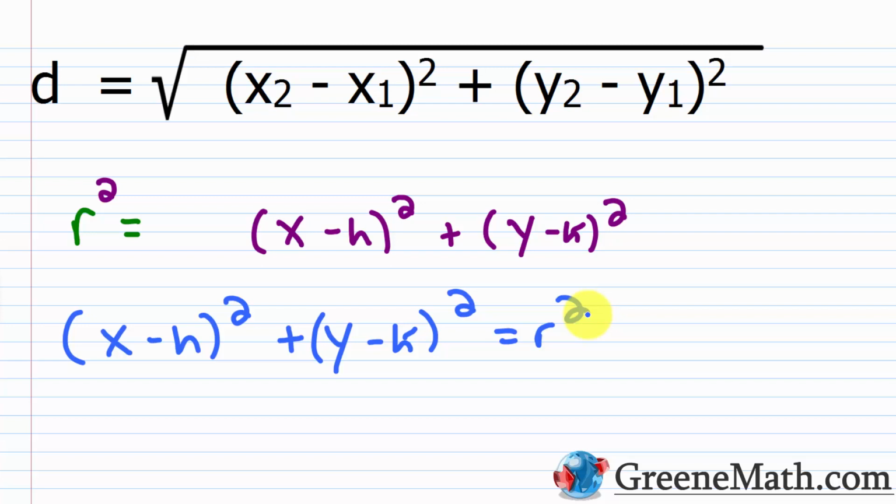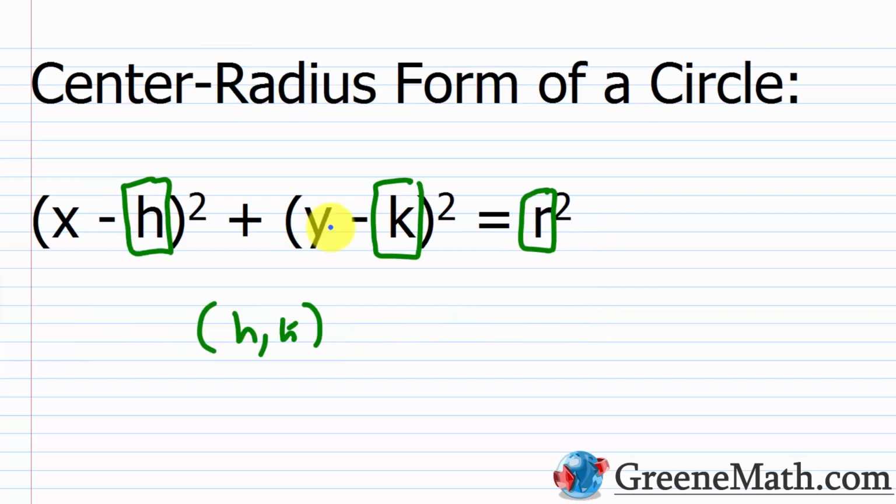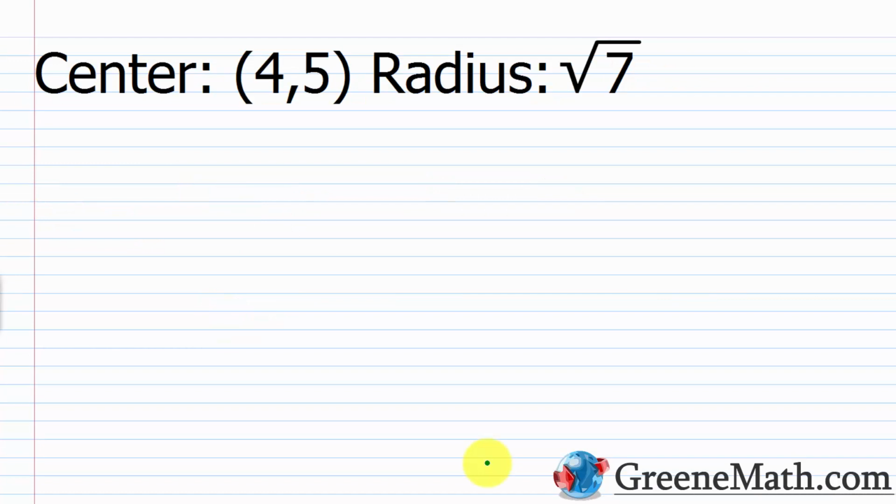So exactly what we saw on the previous page: x minus h, that quantity squared, plus y minus k, that quantity squared, equals the radius squared. So that's where this equation comes from. One of the first tasks you encounter in this section, you're going to be given a center and a radius, and they're going to say, write the equation of the circle in center radius form. So all you have to do is just match things up.